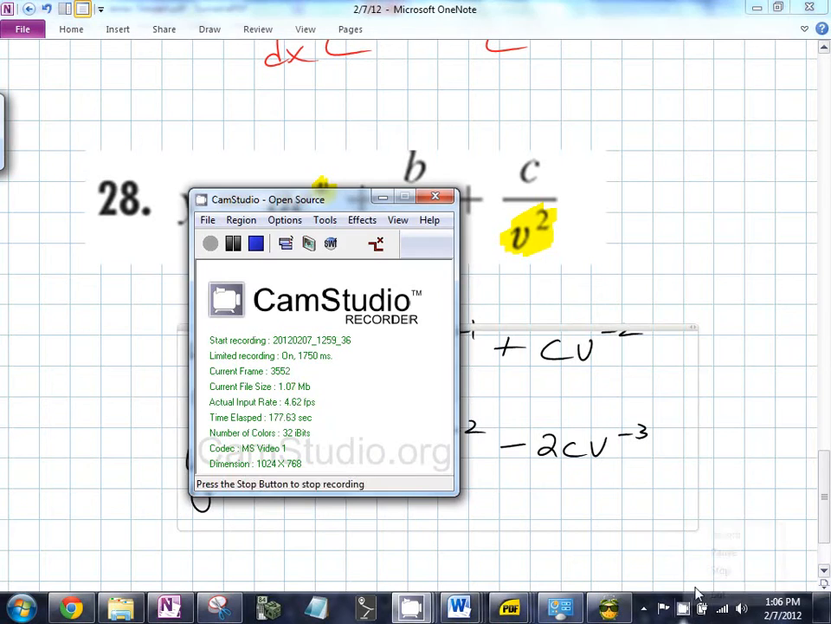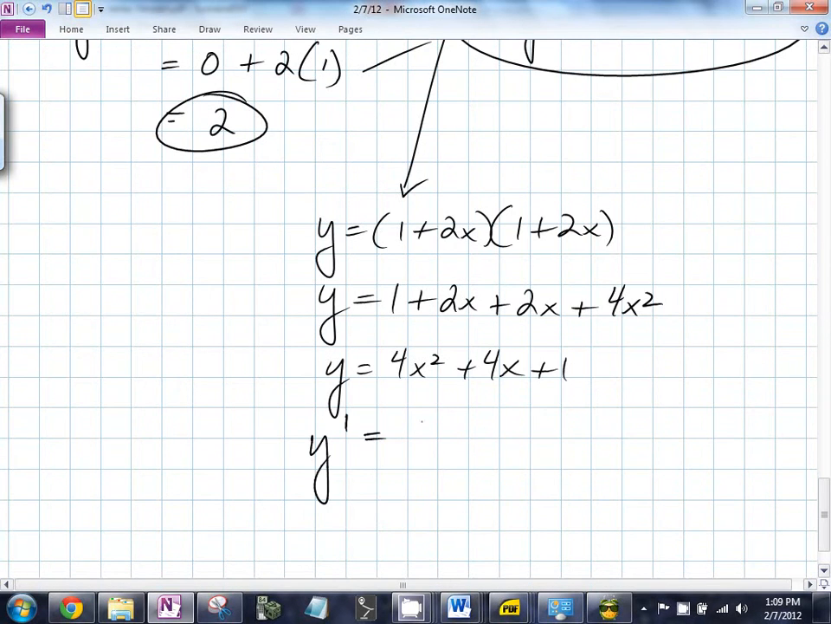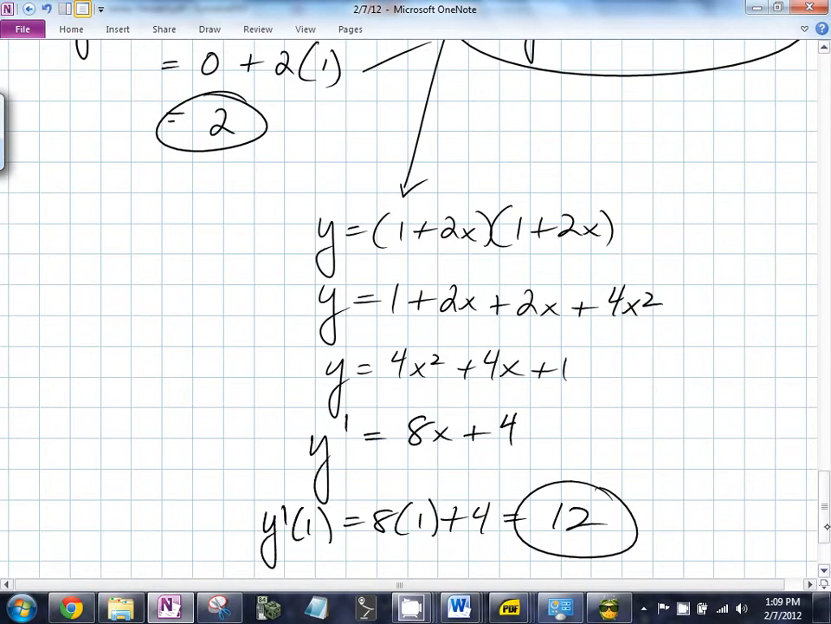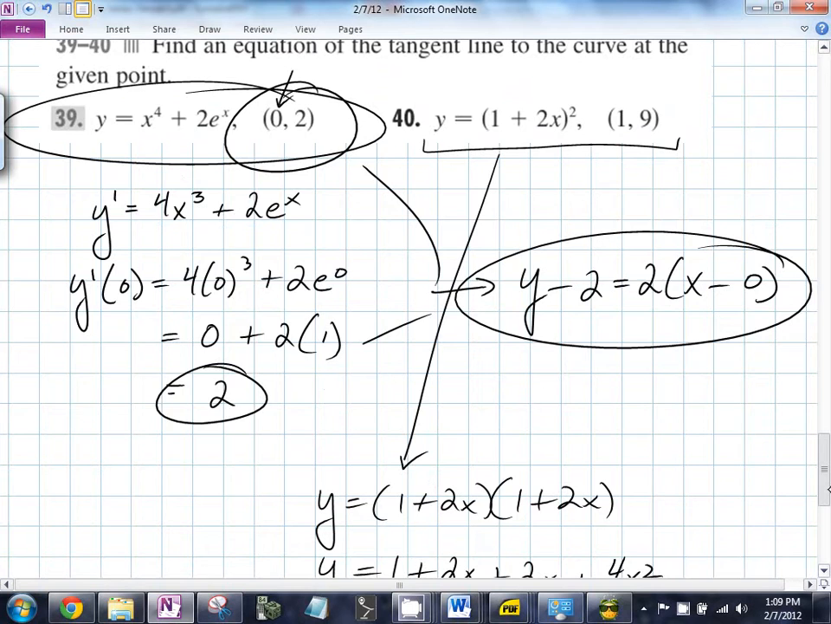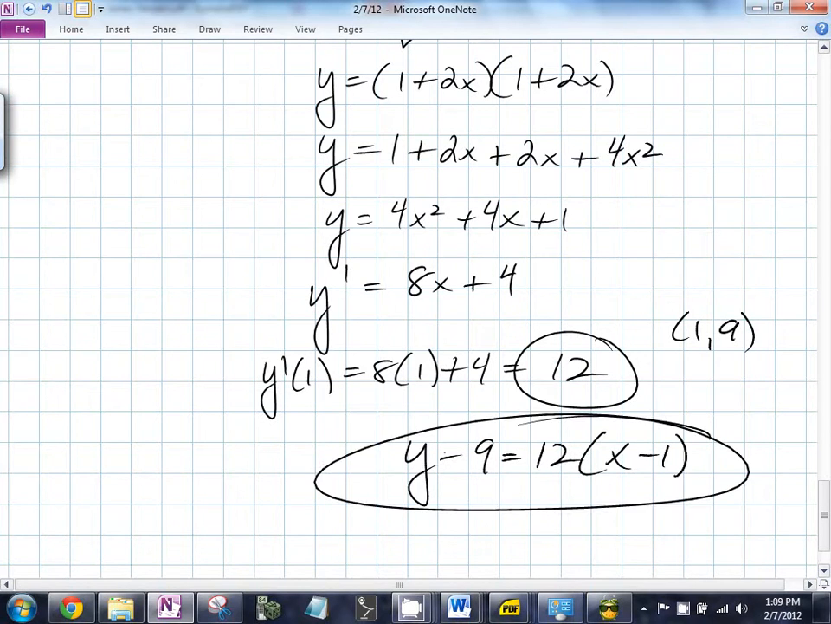So what's the derivative equal to? 8x plus 4, correct? And what's the derivative evaluated at 1? 8 times 1 plus 4 is equal to 12. So the slope is 12 and the point is 1, 9. So what's the equation? y minus 9 is equal to 12 times x minus 1. Done. That's it. We didn't have to use a limit.